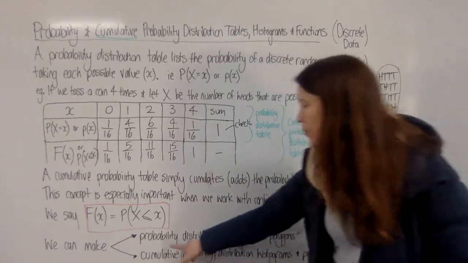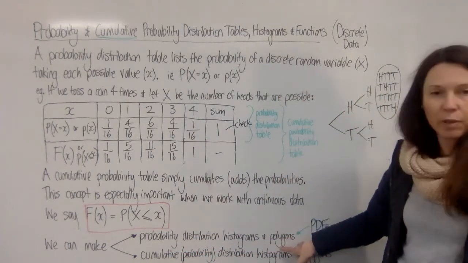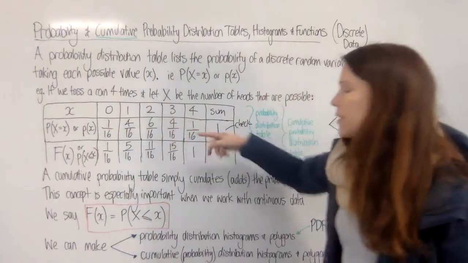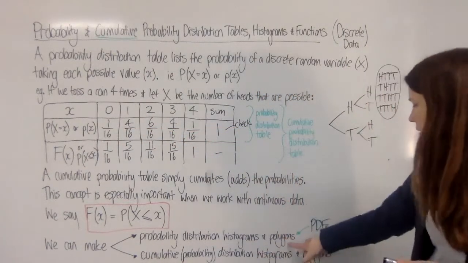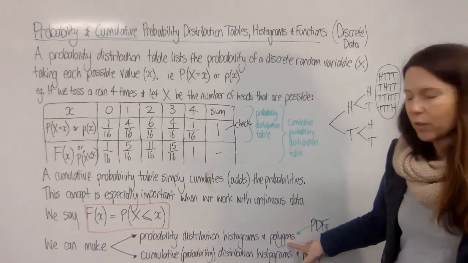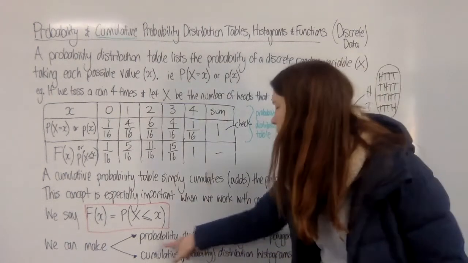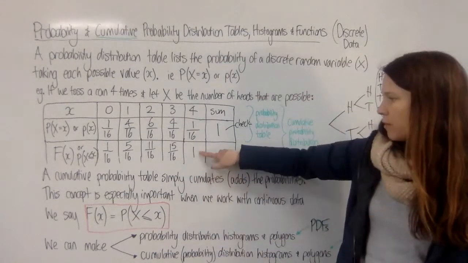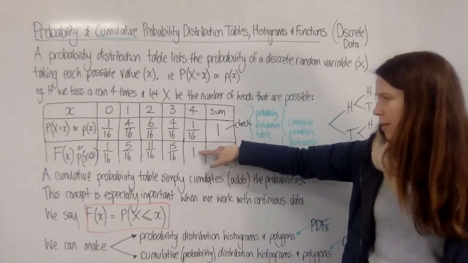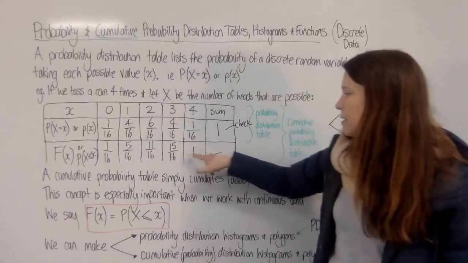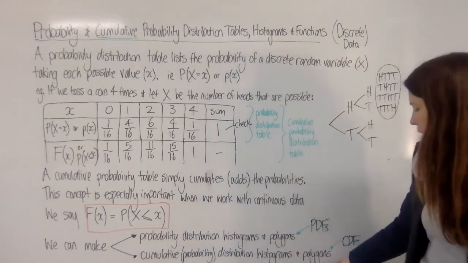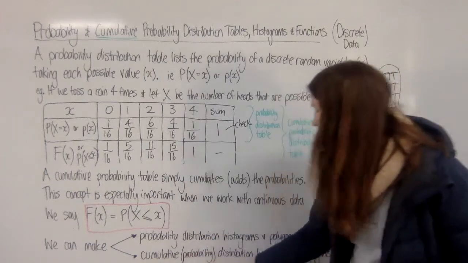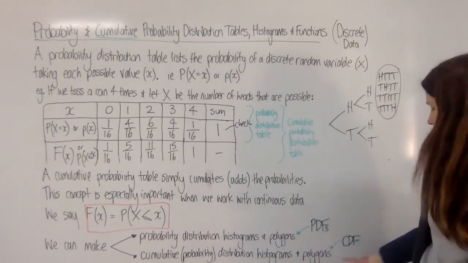Well, we can make probability distribution histograms and polygons by building a graph that's got columns that are each of these heights and then joining the columns together to make a polygon. And we can call that polygon also a function, which is where we get the name PDF, a probability distribution function. We can also use the cumulative data to make a cumulative version of the same thing with columns that are these heights. And then when we join those together to make a polygon, we call it a cumulative, we leave out the P, cumulative distribution function, or a CDF.